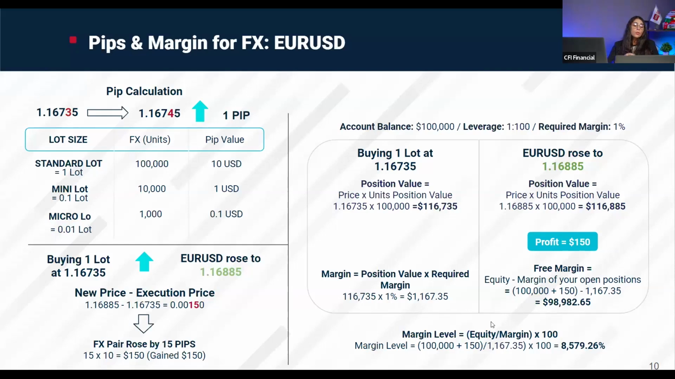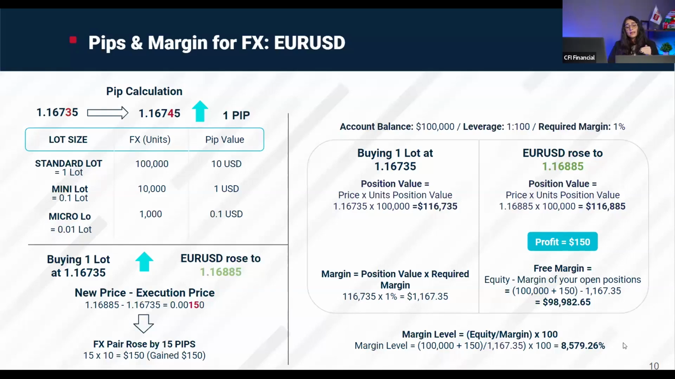In our case, it's $1,167.35. Once I subtract, I'm going to get $98,982.65. So this is what's left in my account that I am able to use to do further trades. Now we're going to go down to the margin level. I'm going to move the definition of margin level to the end. I just want to show you how you need to calculate it, and we're going to discuss it further later on in the other slides.